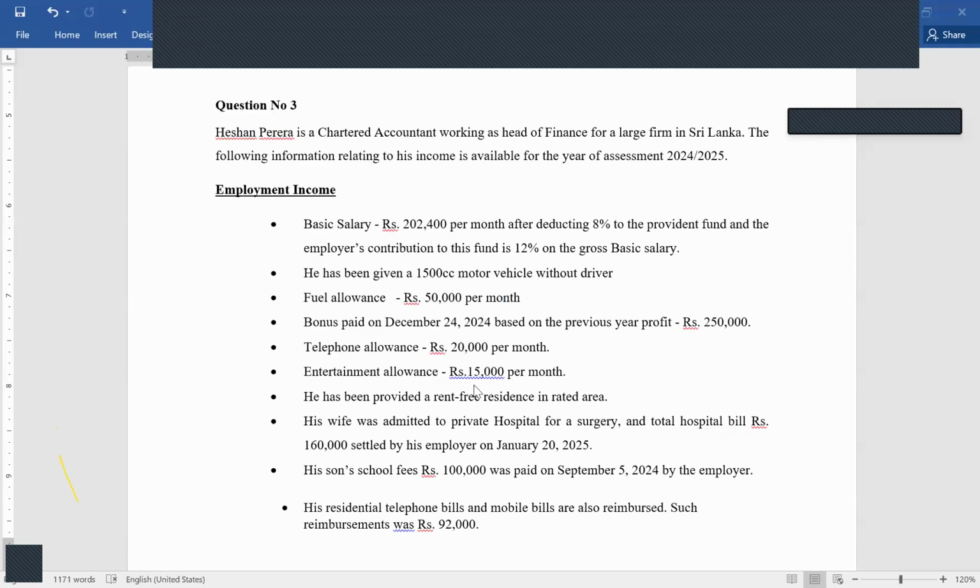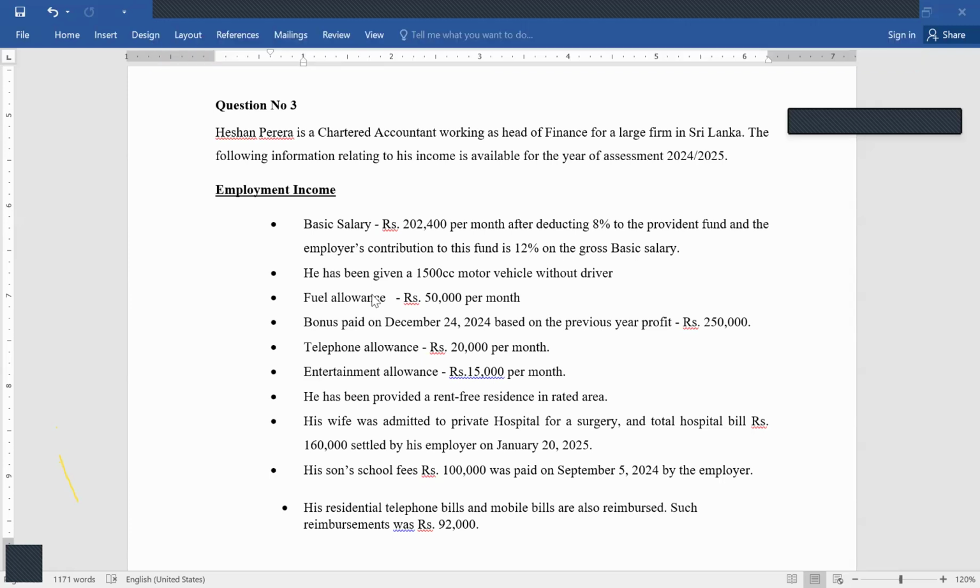Entertainment allowance 15,000. Is it taxable? Yes, it is an allowance. Telephone allowance 100%, entertainment allowance 100%, fuel allowance 100%, because it is an allowance. Then entertainment allowance 15,000 multiplied by 12, that is 180.